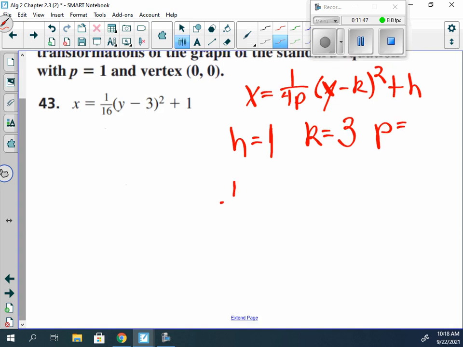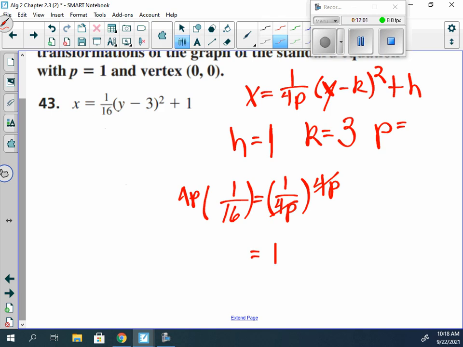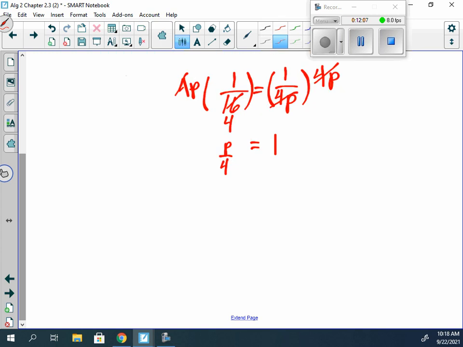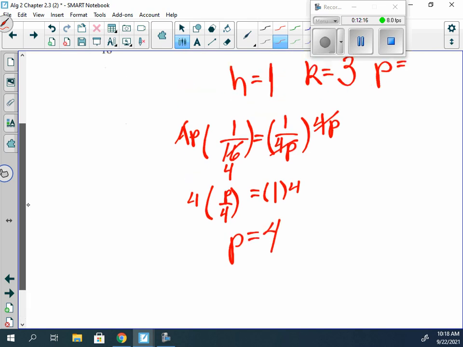Because if we went and solved it, it'd be 1/16 equals 1 over 4p. We can multiply both sides by 4p. These would cancel, giving us 1. Here, the 4 and 16 would simplify to p over 4. And we multiply both sides by 4, we get p is equal to 4.